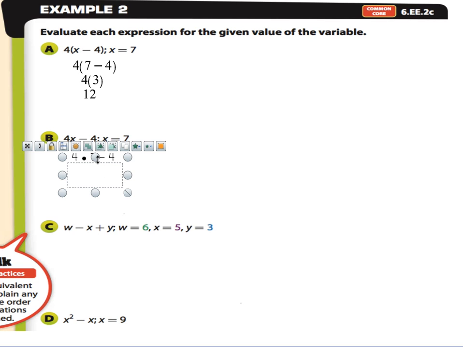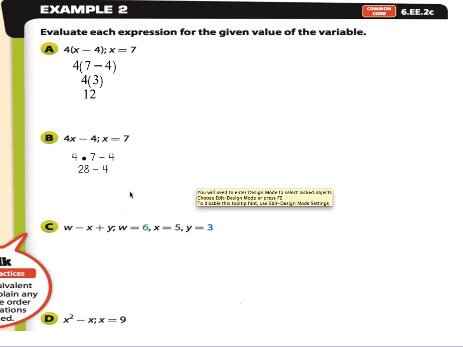Well, 4 times 7 gets done first. Remember, up here we did 7 minus 4 first. So our answer is going to be different because we get 28 right off the bat. And then I do 28 minus 4, which gives me 24. So not having those parentheses made a big difference in my answer.